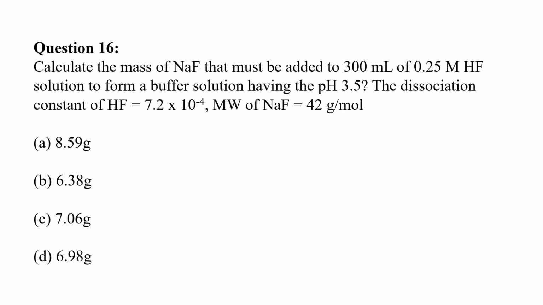Moving to the next question: calculate the mass of NaF that must be added to 300 ml of 0.25 molar HF solution to form a buffer solution having a pH of 3.5. We have the dissociation constant of HF given as 7.2 into 10 raised to the power minus 4, and the molecular weight of NaF is given.